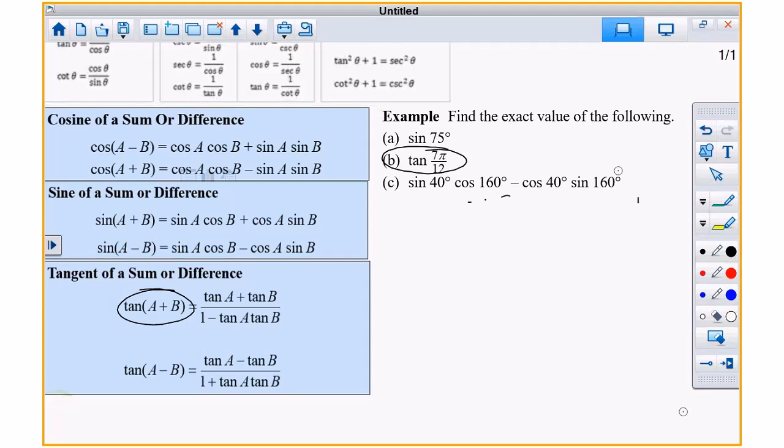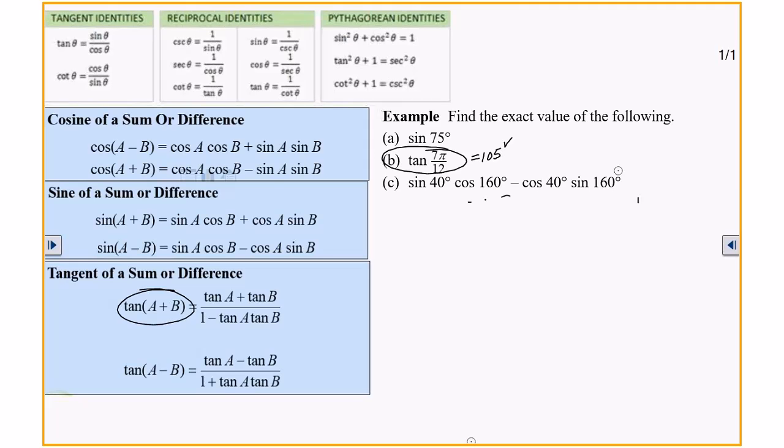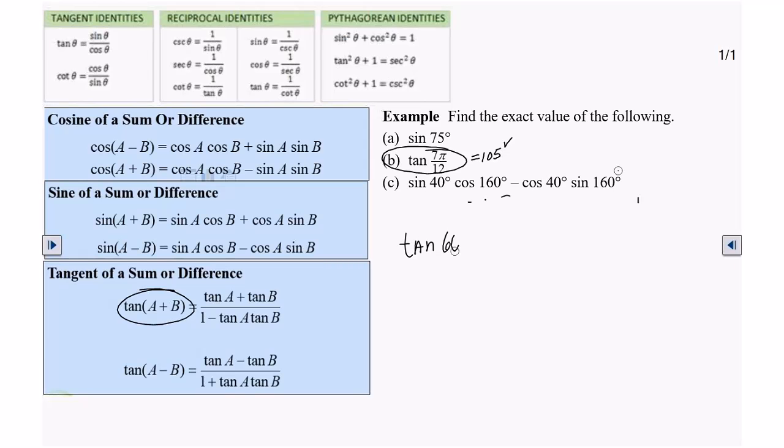He would just go through and you wouldn't know how he applied which identity. How did you know to use that? Well, the reason you know is because you know that 7 pi over 12 is equal to 105 degrees. Now you know it's 105 degrees. You know in your head, okay, that's 60 plus 45. So the tangent of 60 plus 45 is equal to the tan of 60 plus tan of 45 over 1 minus the tan of 60 times the tan of 45.